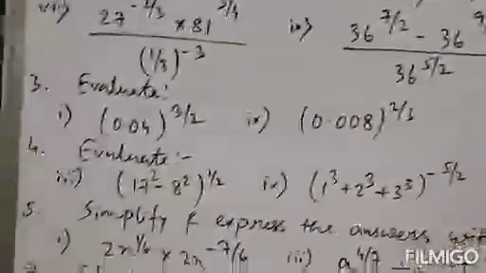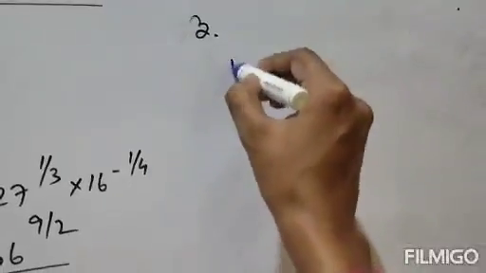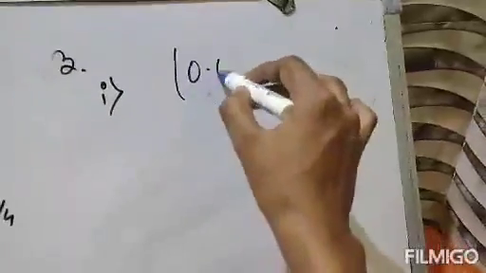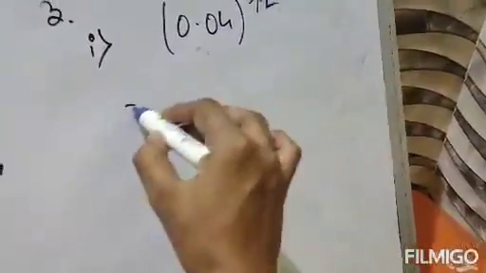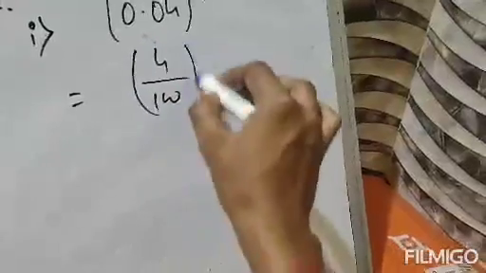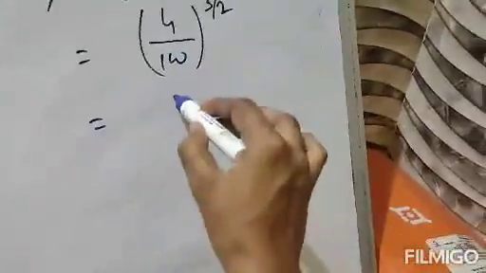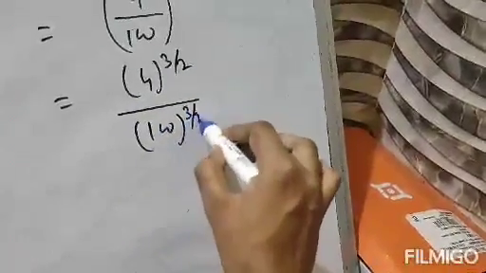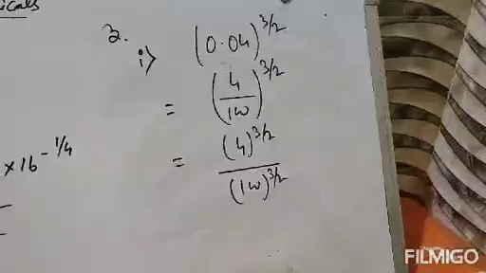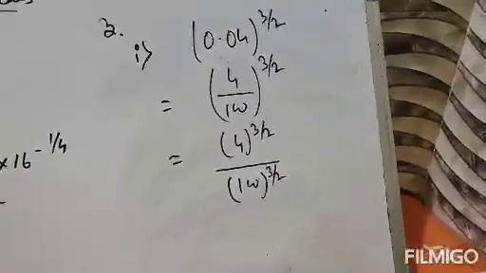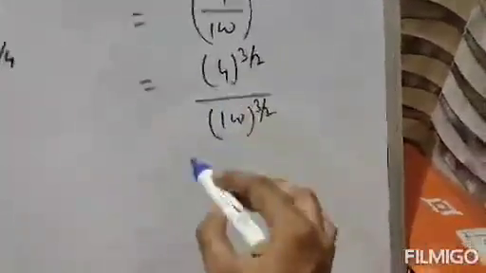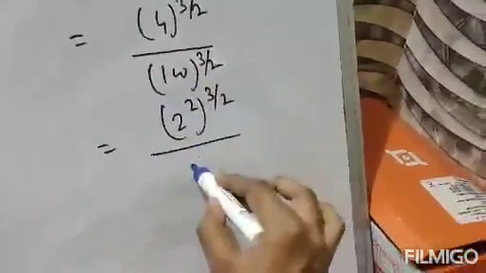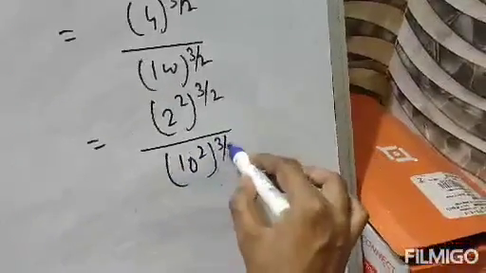Next question is evaluate. Question 1, evaluate: 0.04 to the power 3 by 2. We have to evaluate this value. Now 0.04 means 4 by 100, to the power 3 by 2. So we can write this as 4 to the power 3 by 2 divided by 100 to the power 3 by 2, separately with 4 and with 100. Now 4 means 2 square, to the power 3 by 2, and 100 means 10 square, to the power 3 by 2.